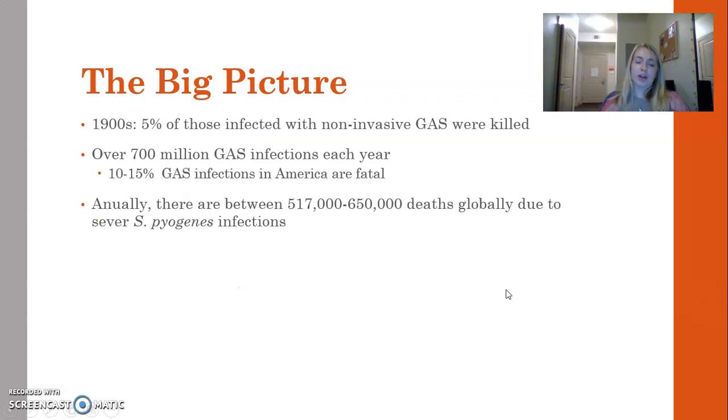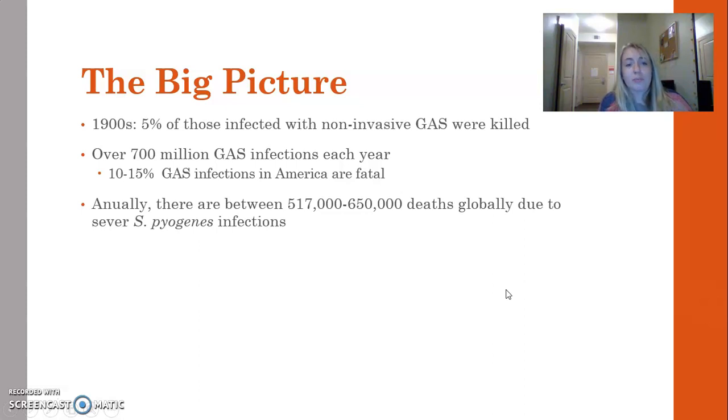So in the big picture, strep used to be very, very lethal. It would kill around 5% of those infected, whether it was non-invasive or invasive. The invasive rate of death was a lot higher pre-1900s, pre-antibiotics. Typically, what they would do for treatment is they would kind of just isolate you on your own, hope that you don't infect anybody else, and then try to keep you comfortable, essentially.